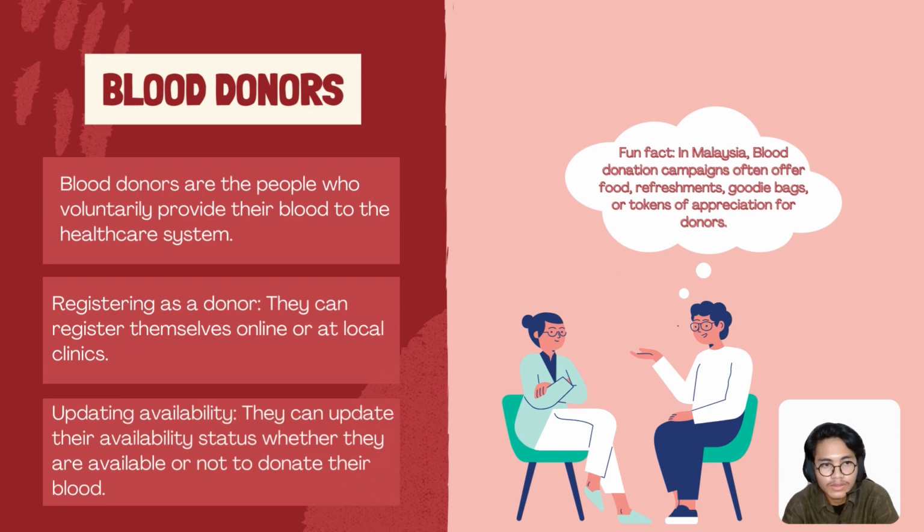The third stakeholders are the blood donors. Blood donors are the people who voluntarily provide their blood to the healthcare system. They can register as a donor online or at local clinics. They can also update their availability, whether or not they are available to donate their blood.